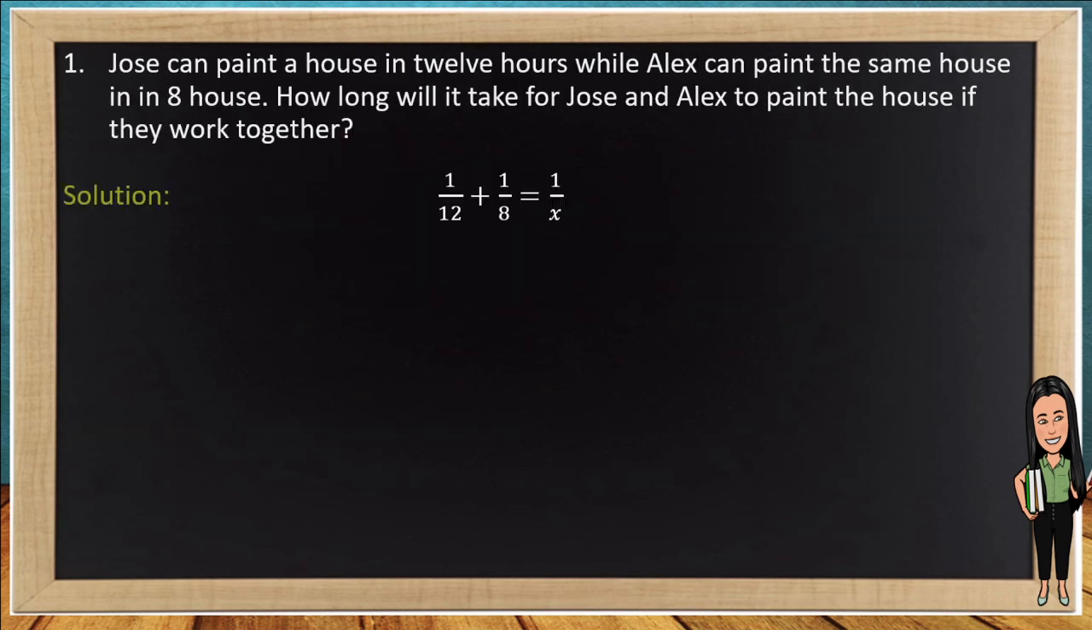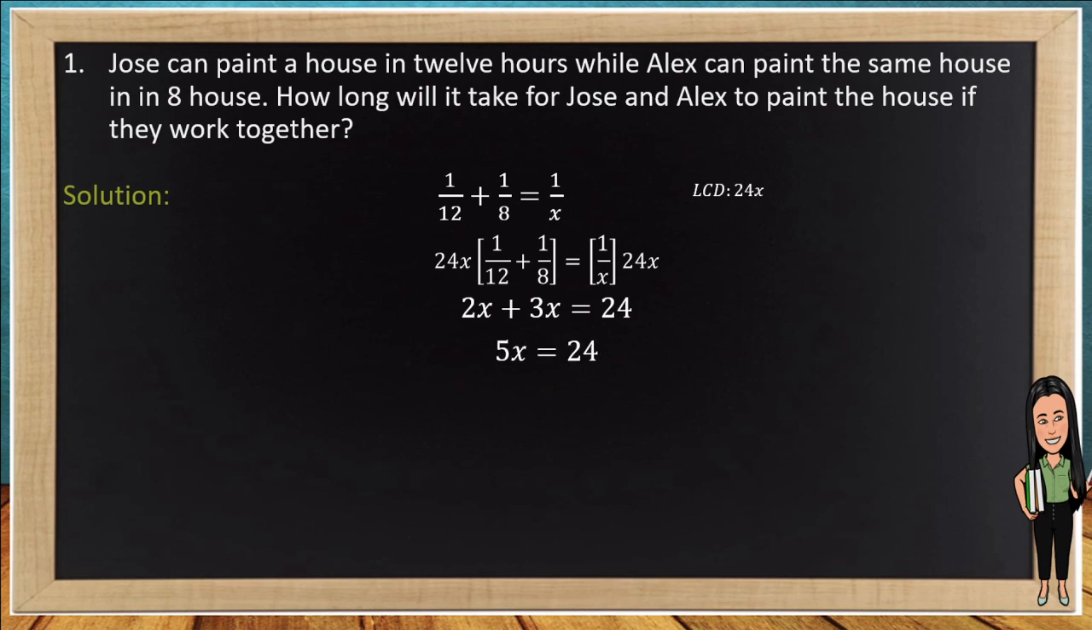Let us now solve. Kunin yung LCD. LCD is 24x. Multiply both sides by 24x. We have 2x plus 3x equal to 24. 5x is equal to 24. x is 24 over 5. Or, dahil ito ay hours ang pinag-uusapan, pwede natin siyang gawing mixed number: 4 and 4 over 5, yung mixed fraction equivalent of 24 over 5.